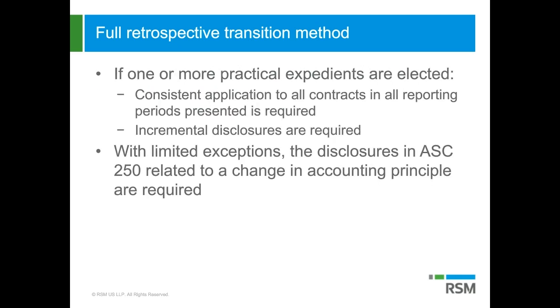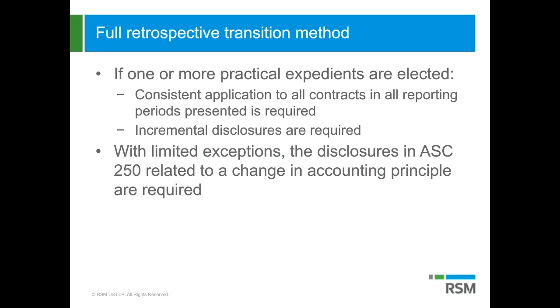If you do apply any of the practical expedients, as I mentioned, you can't do it selectively. You have to apply whichever expedient you adopt to all contracts consistently. You also need to make a disclosure of which expedient you use so that users can get some understanding that the reporting isn't exactly the same as it would have been if you had applied the new standard without the practical expedient. And then, with some exceptions, you don't have to disclose the effect of the accounting change in the period of adoption, so you don't have to go through the ASC 250 disclosures.